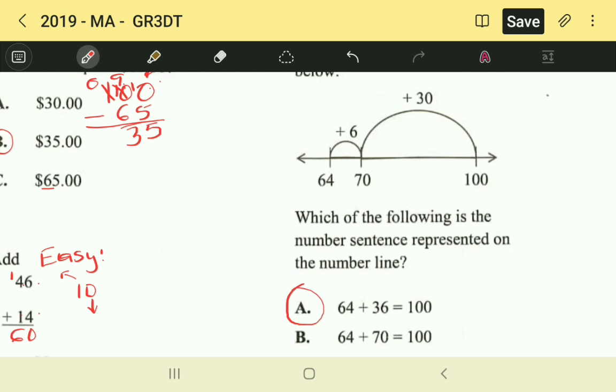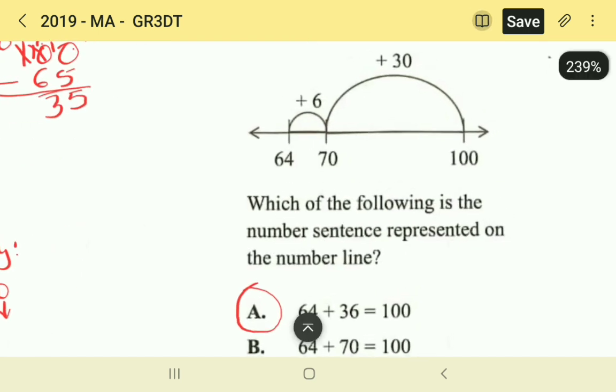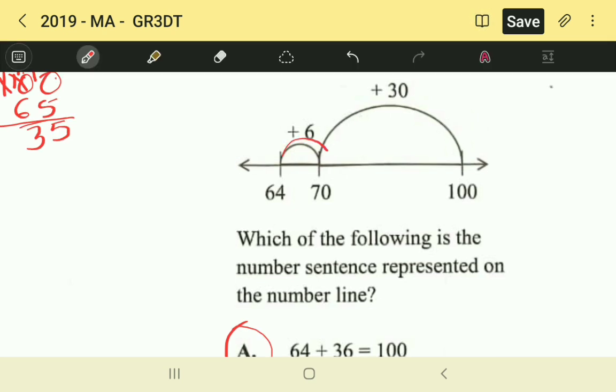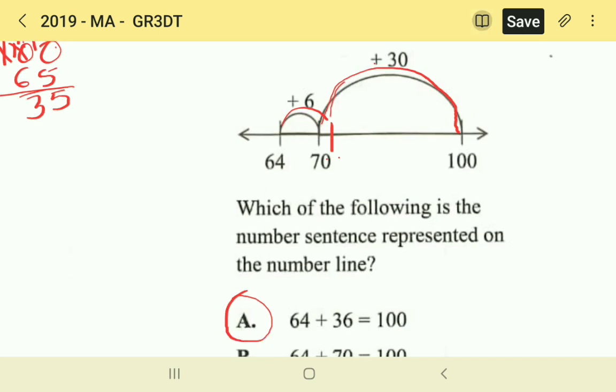But let's work it out for those who are just watching the video, if this is your first video. Which of the following is the number sentence represented on the number line? So we start out at 64. Then they add another 6 to make it 70. So 64 and 6 is 70. But then you have 30. So you're really now adding 30 to your 64. From 64 plus 6 gives you 70. All right, 70 and 30 is 100. So this is what we have.